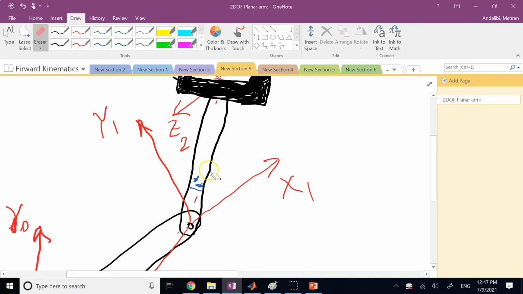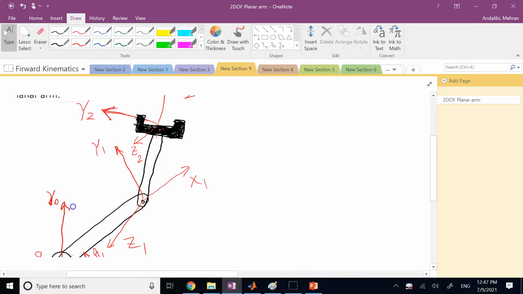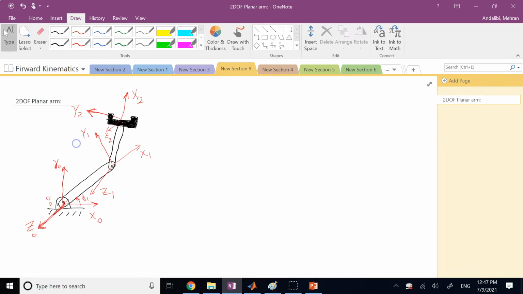So I'm just going to clean it like this. Okay, so these are the frames that I set up for the 2 degree of freedom planar arm. Now, let's look at some more complicated examples. So theta 1 and theta 2, you clearly see the 3 frames again.